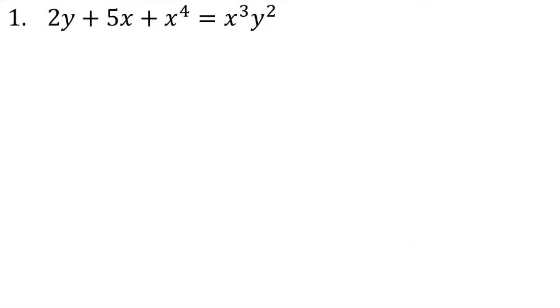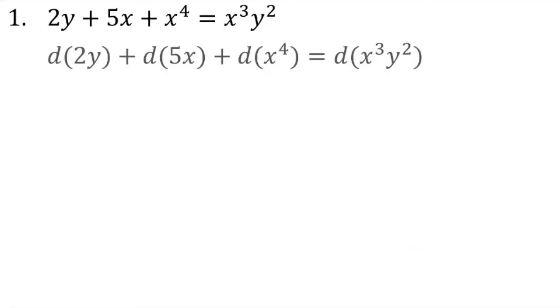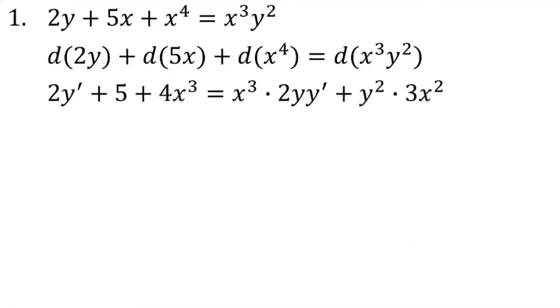A few minutes later. This is the solution for number 1. 2y plus 5x plus x to the 4 equals x cubed times y squared. The first thing to do is to get the derivative of each term. So this will become d of 2y plus d of 5x plus d of x to the 4 equals d of x cubed y squared. This will become 2y prime plus 5 plus 4x cubed equals x cubed times 2y y prime plus y squared times 3x squared.